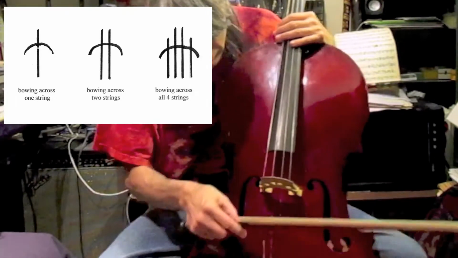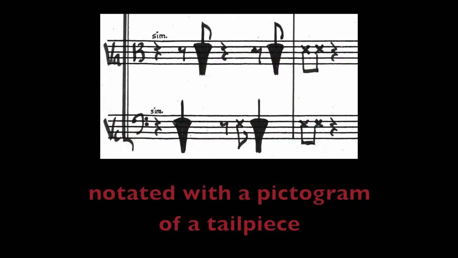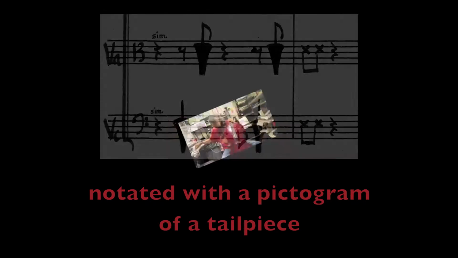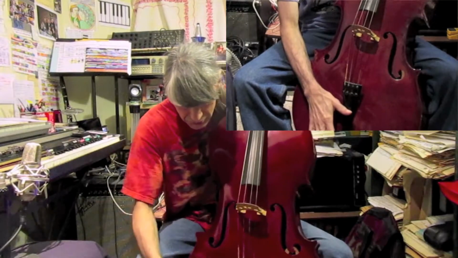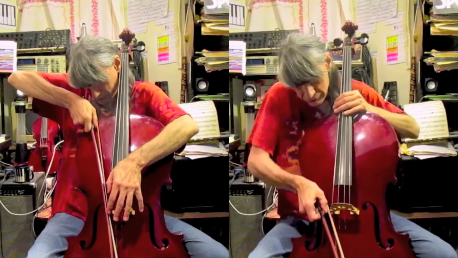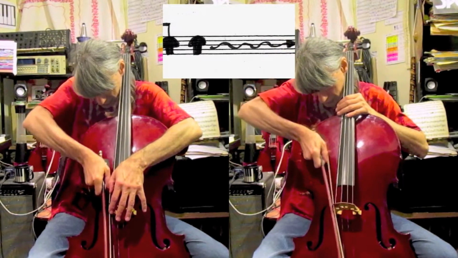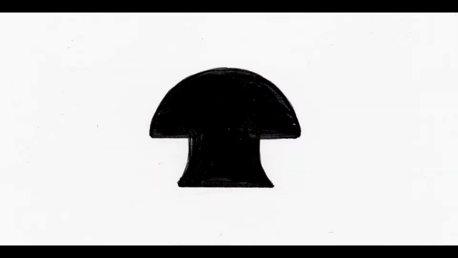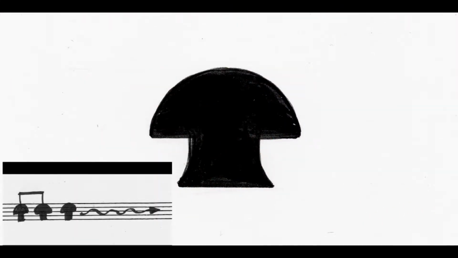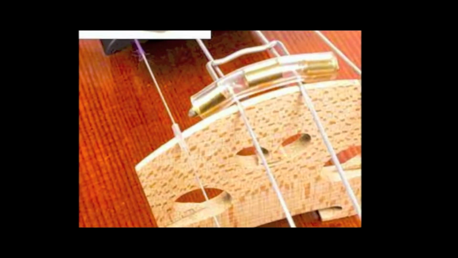Tapping the tailpiece of the cello with the side of the thumb produces a percussive tabla-like sound. Bowing the bridge of a bass or cello produces a groaning sound, and can be notated with a pictogram of a bridge instead of a note head. The bridge on a violin or viola is much smaller, so you get more of a squeal when you bow them.